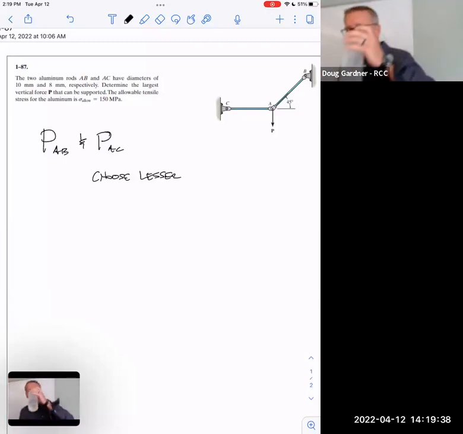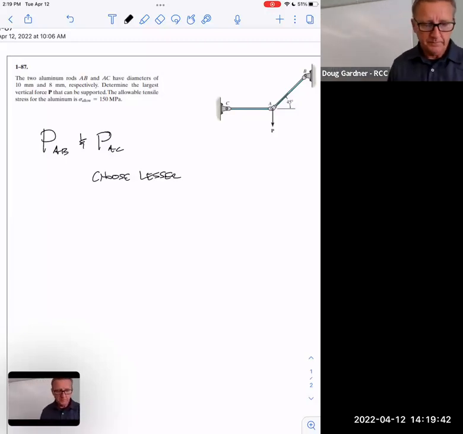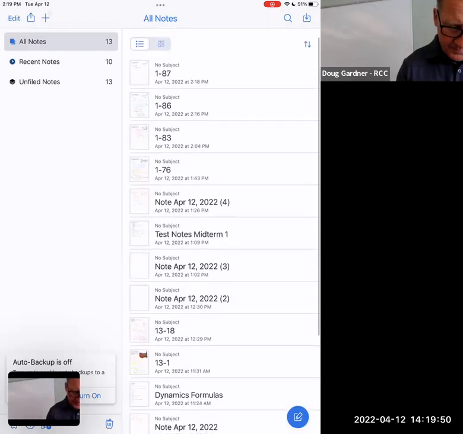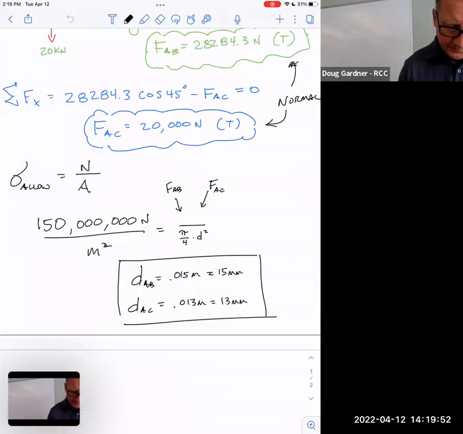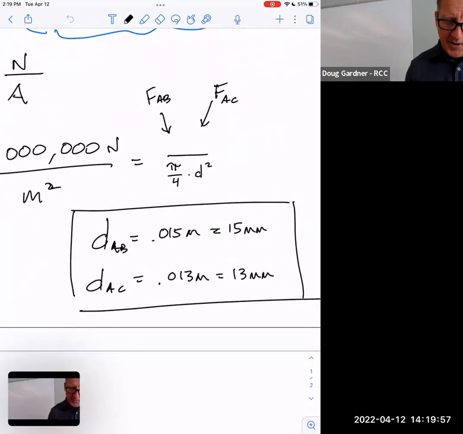Real quick, can you go over the algebra of that last part? I'm getting a wonky number. I have 150 million. Oh yeah, there is actually something I want to mention about that. You've got to be really careful when you divide by pi over 4. You're actually dividing by a fraction.